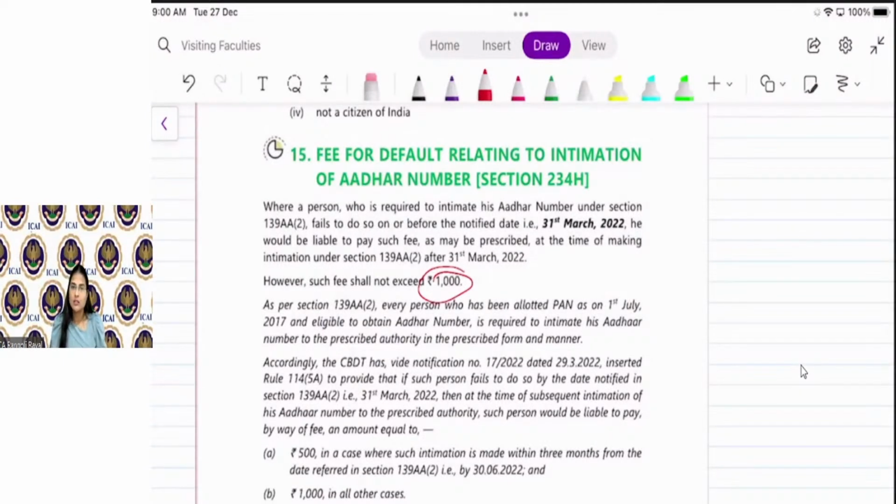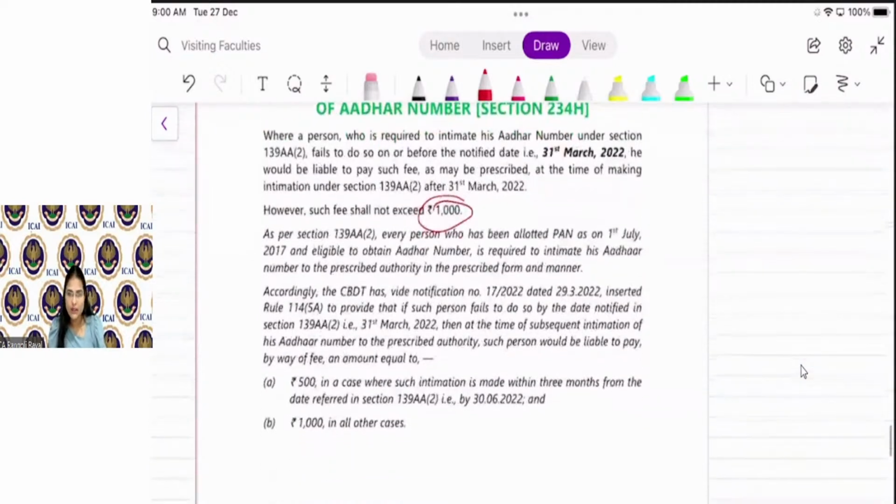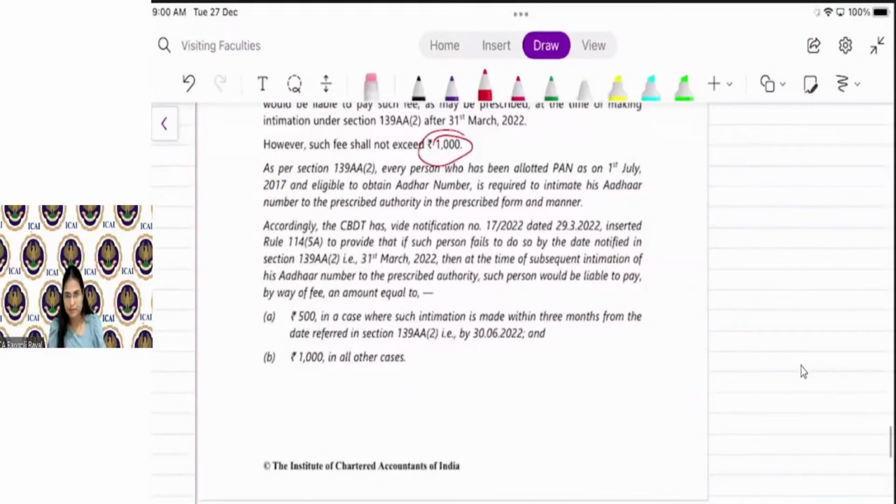Okay. Now the late fee is 1,000 rupees, but if you link your Aadhaar with PAN after 31st March 22, that is from 1st April 22 to 30th June 22, then the fee for linking is 500. And after that, it is 1,000.